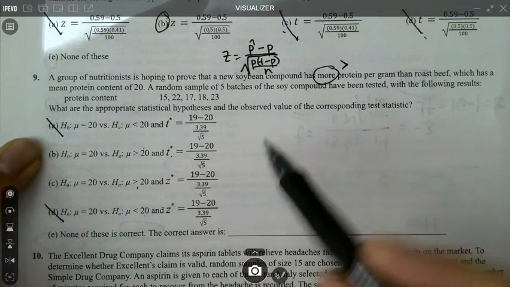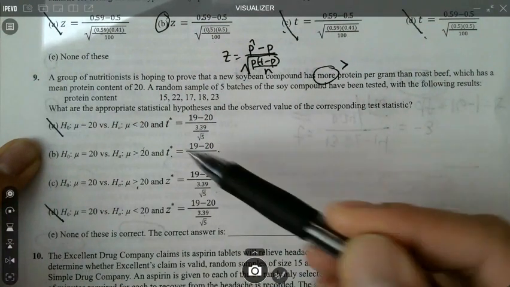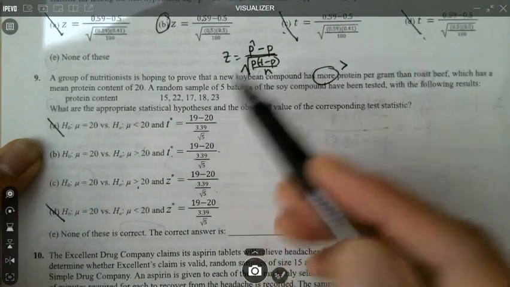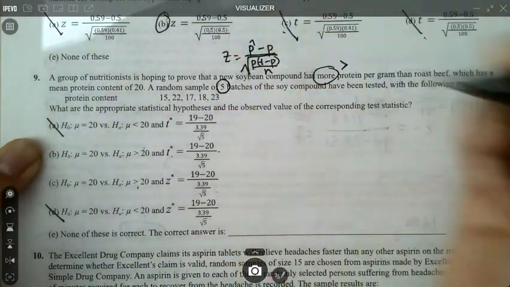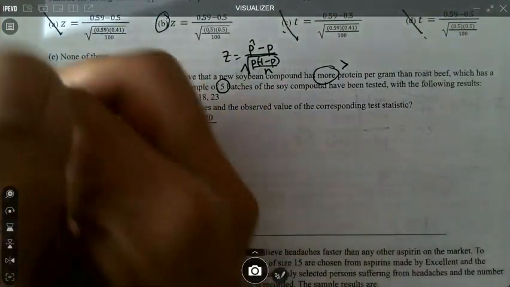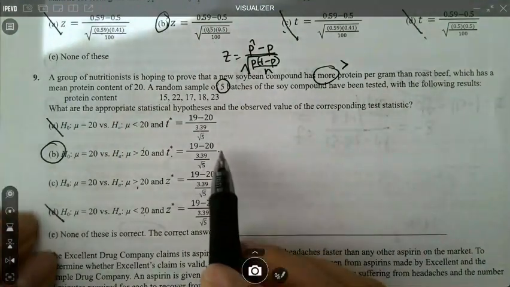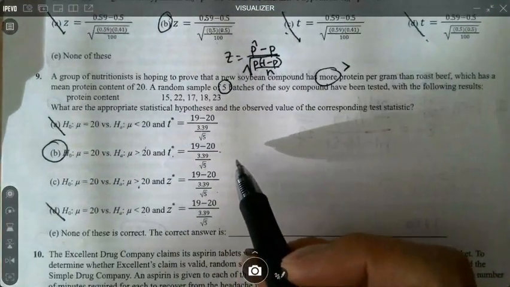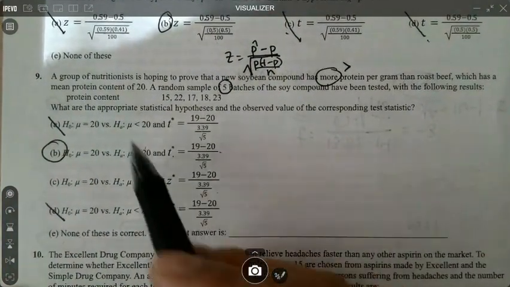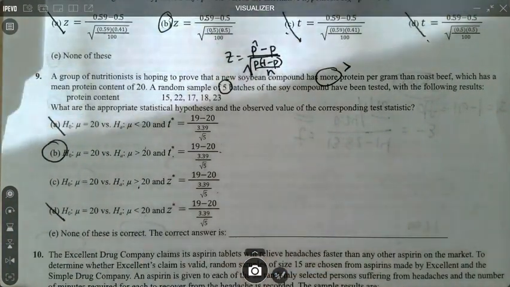So now we need to figure out the only difference between these two is Z versus T. So if we look, our sample size is 5. Anytime your sample size is less than 30, we should be using T. So the correct option is going to be B. So there's actually no calculation that you actually need to do here, since the only differences between the options is Z versus T, and here greater than versus less than.